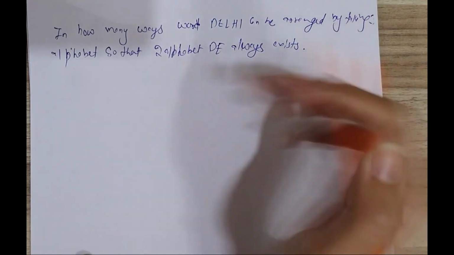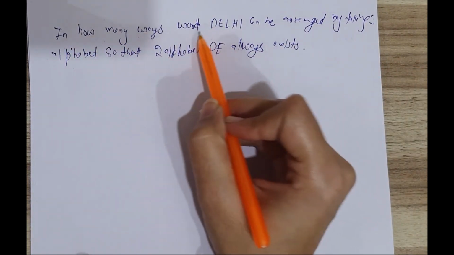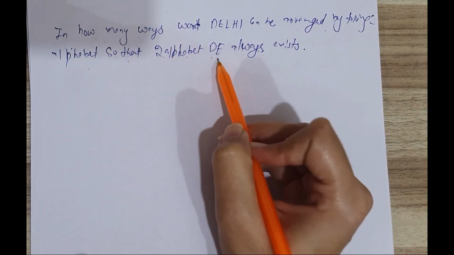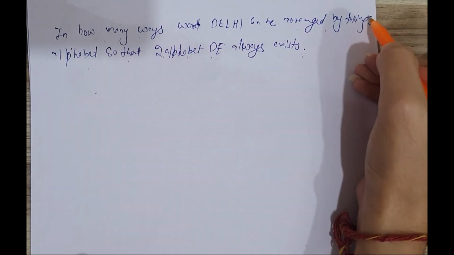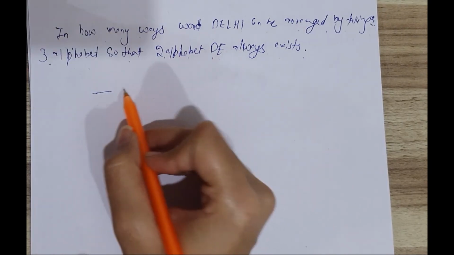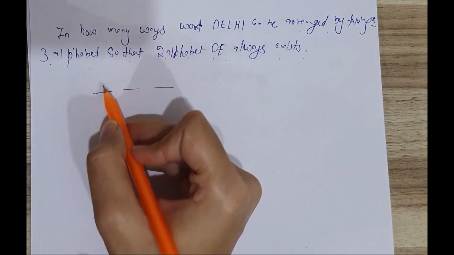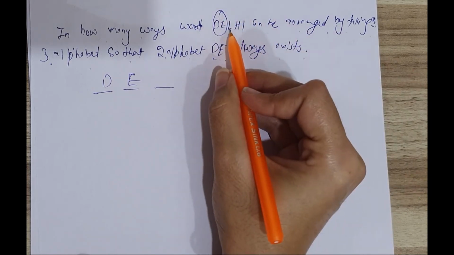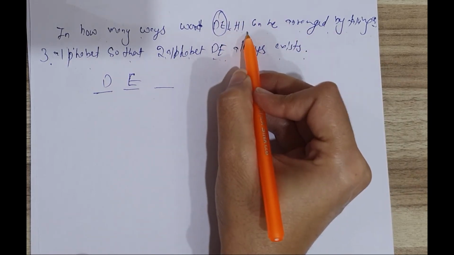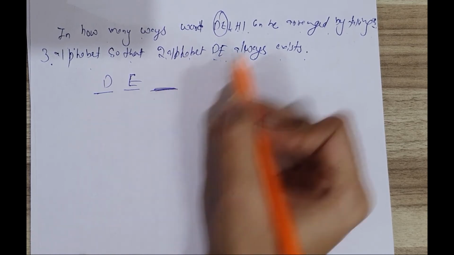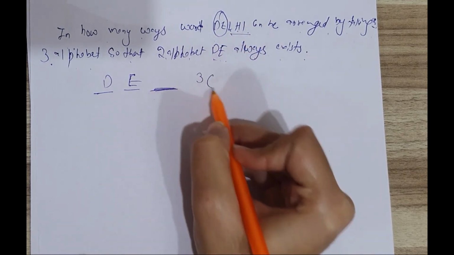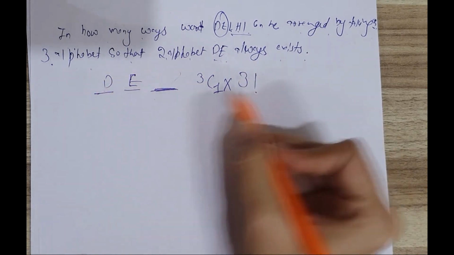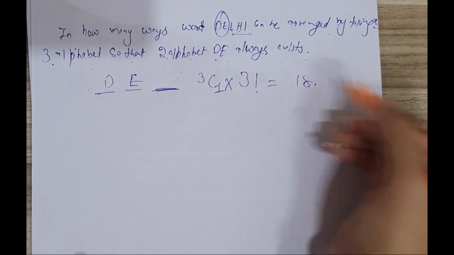Another question. In how many ways can the word Delhi be arranged by taking alphabets so that 2 alphabets DE always exist? Taking 3 alphabets. We have to take 3 alphabets where DE always exist. If DE exists, then we are only left with 3 alphabets. We have to fill only one space with 3 alphabets. It means 3C1 into 3 factorial because they can shuffle around each other. So answer will come out to be 18.